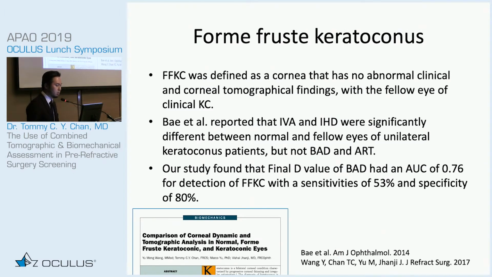And as we all mentioned about forme fruste keratoconus, it was defined as a cornea that has no abnormal clinical and corneal tomographical findings, but with a fellow eye of clinical KC. And studies have shown that some of the other topometric parameters are able to differentiate fellow eyes of a unilateral keratoconus from normal, but not the BAD and ART. And previously at the Chinese University of Hong Kong, we found that the final D values of the BAD had a high AUC of 0.76 for detecting the forme fruste cases with a sensitivity of 53% and a specificity of 80%.